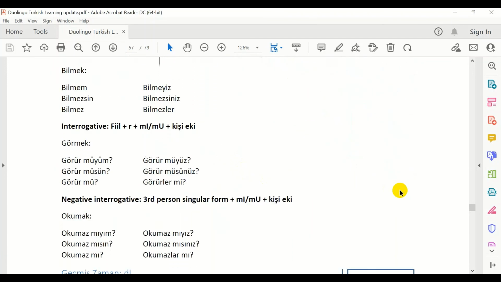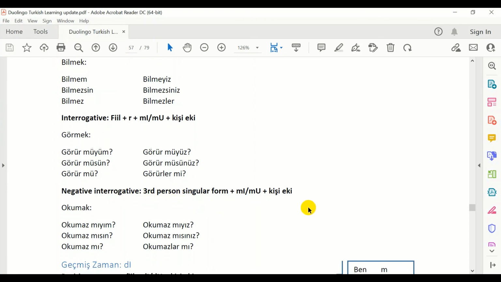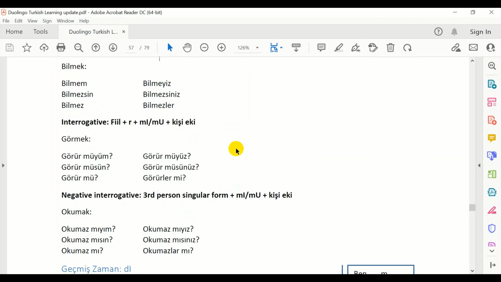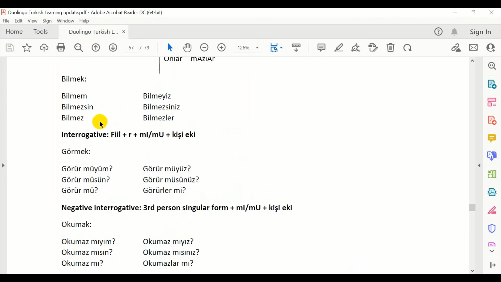Now come to a negative interrogative. Well, negative interrogative is also easy, not that difficult. Just remember the third person singular form in negative sentence, because now we are creating a negative interrogative, like this word bilmez. After that the question word, and finally the personal suffix.